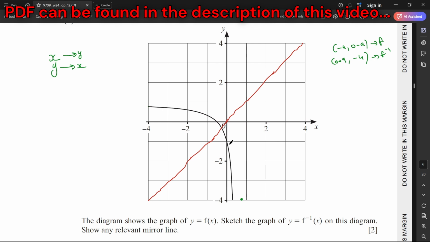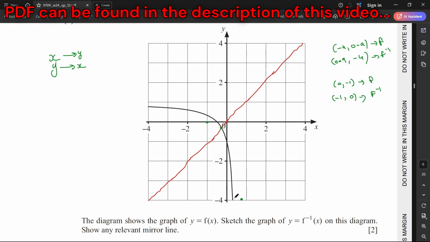Now let's talk about this point. This point was at 0 comma minus 1, which was at f. So for f inverse, it will be minus 1 comma 0, which is over here. So the reflection of this point is over here. And obviously, this is also going to intersect at this point because it's a reflection. So on the mirror, it's going to intersect.